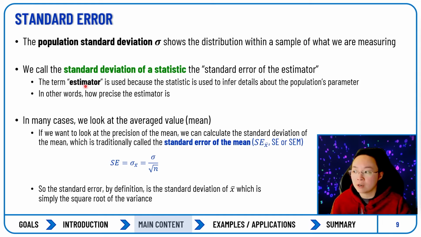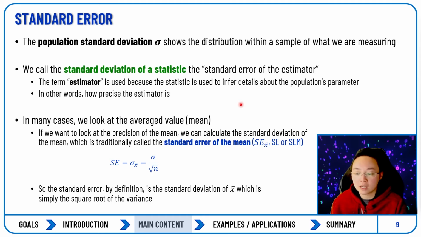We call this an estimator because any type of statistic taken from the sample is going to be used to estimate the population's parameter. Given that, I can have the standard deviation of the mean, standard deviation of the median, standard deviation of the mode. But most importantly, we rarely deal with median and mode, so we just deal with the average. So we're going to take a look at the standard deviation of the mean over here. We come up with another term for it called the standard error.